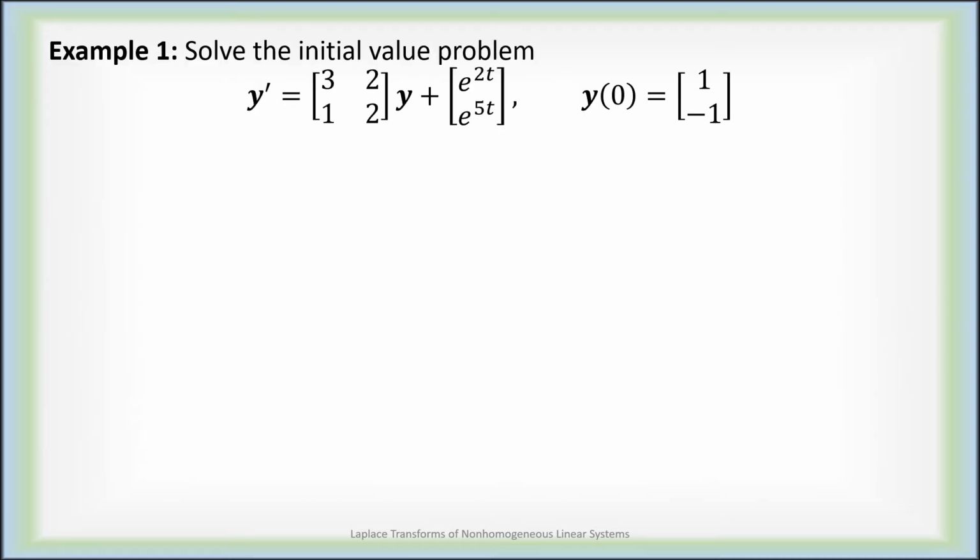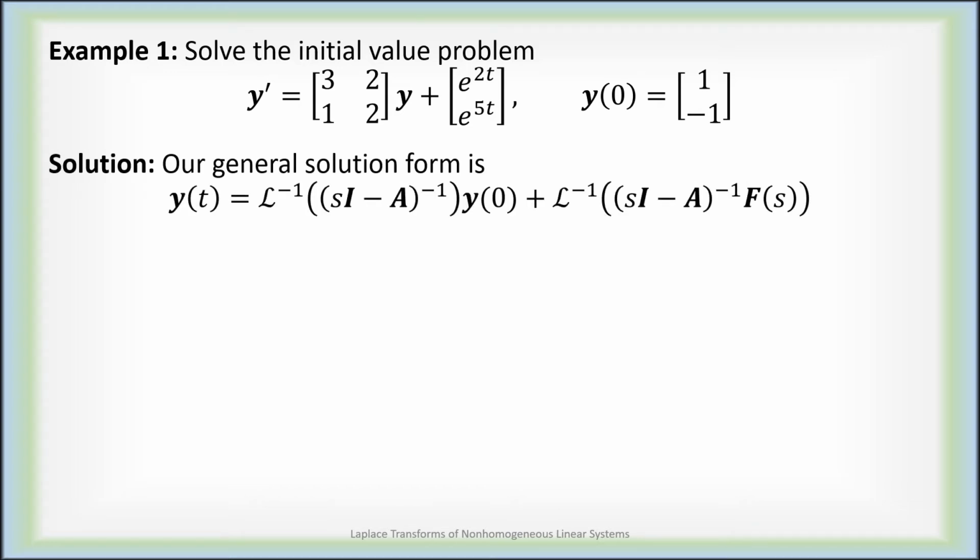For our first example, let's solve an initial value problem. y prime is a given matrix times y plus a forcing function of e to the 2t and e to the 5t. Also, we have initial conditions. y of 0 is the column 1 and negative 1. Well, our general solution is of this form right here, so we need to attack this piece by piece.